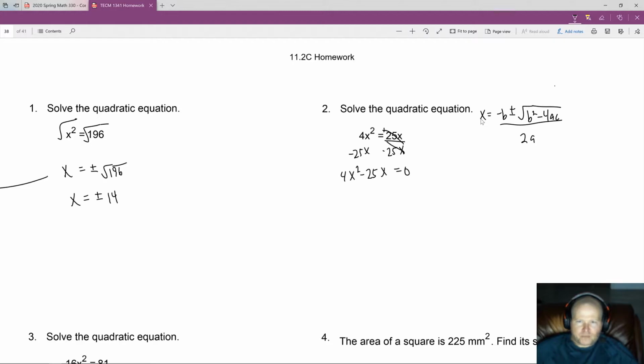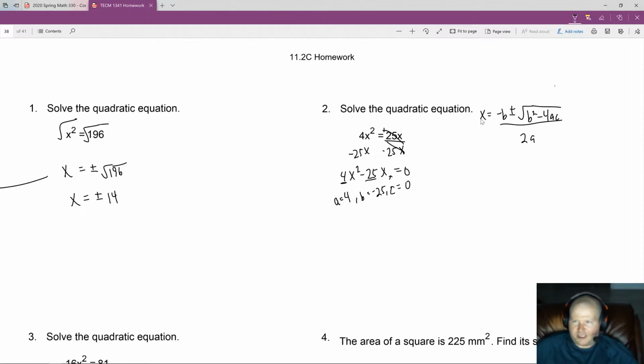Now, this coefficient right here over the x squared, that is our a. So we're going to say a is equal to 4. And it's just the coefficient, not including the x squared. B is going to be the coefficient in front of the x, the first power. And that in this case is going to be a negative 25. C is the constant that would be right here, but you don't see it, so it's just a 0. We'll put a 0 in there. Okay, so we have our a's, b's, and c's.